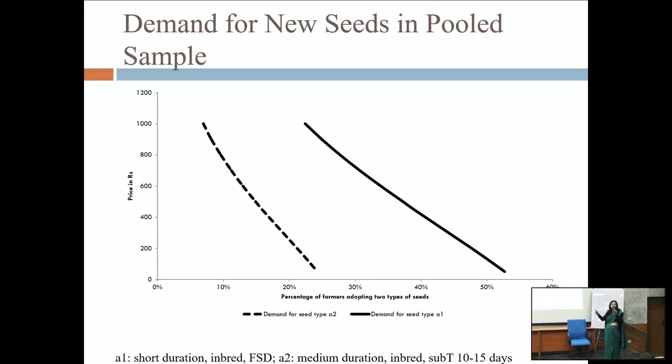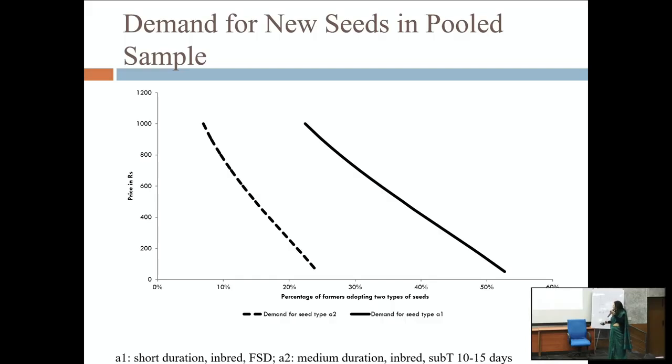Okay, this is what, I think Adam has been telling me to do, the demand curves. And this is the novelty and contribution of the study. Most discrete choice studies, if you see in the literature, are not able to estimate the demand curves. But here, we were able to estimate the demand curve for a seed with particular attributes. So if you see the solid line, that is some seed type A. And this seed type has certain attributes, like it's short duration.